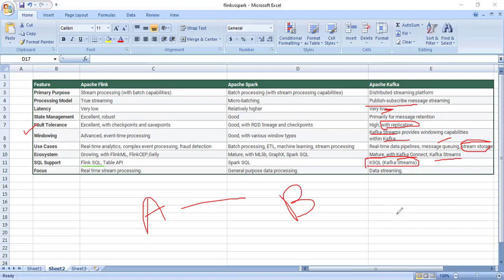Fine. So, in essence, the focus of Apache Kafka is streaming data across the required sources and sinks. In this video, we have seen an overview of the differences between Apache Flink, Spark, and Kafka. In the upcoming videos, we will discuss each of these topics in depth.